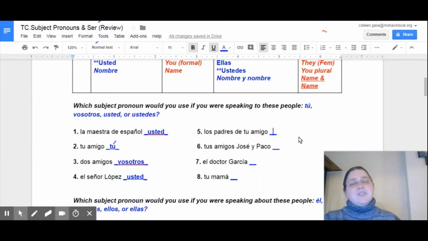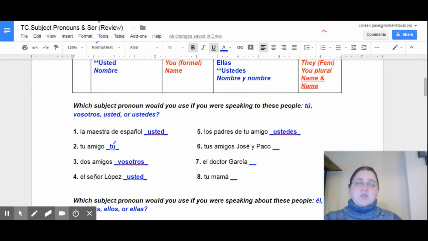Los padres de tu amigo. Now, your amigo, of course, you used tú. But their parents, you probably are still saying Mr. and Mrs. last name. If you're really comfortable with them, you might use vosotros, but we're going to go ahead and put ustedes here because you're probably showing them a little more respect.